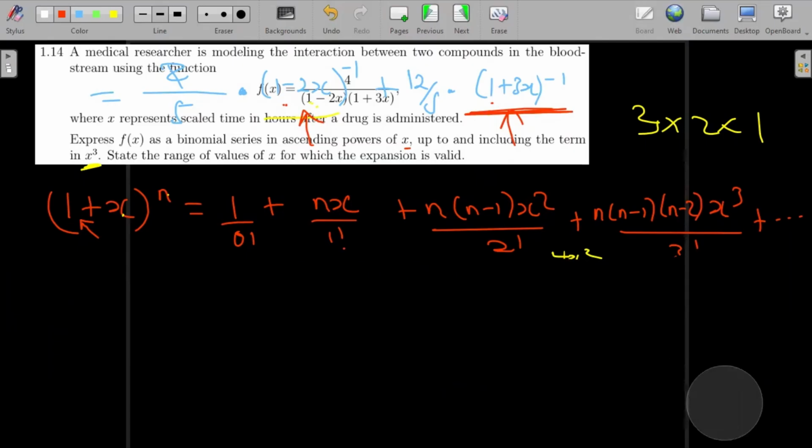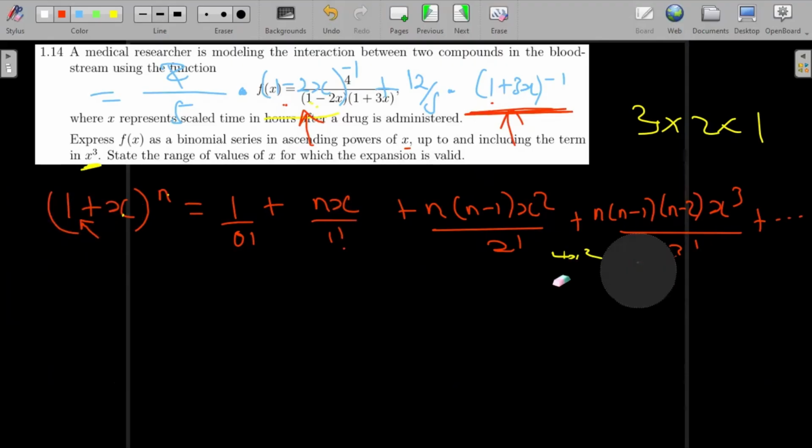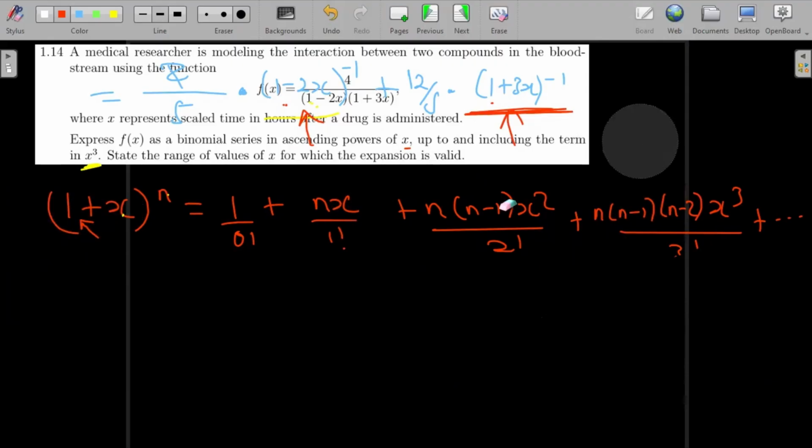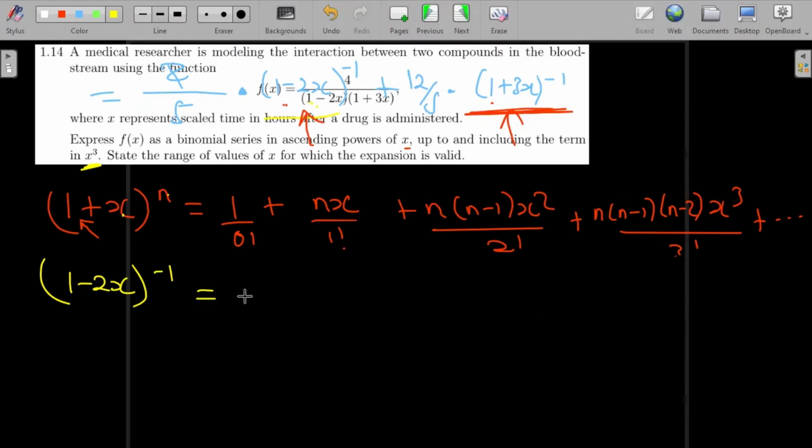Okay, so what we found there is, so I'm using this theorem here. We found that the expansion of (1 - 2x)^-1, we just found that it was 1 + 2x + 4x² + 8x³ + ... And then for this one here, we also apply the same thing.